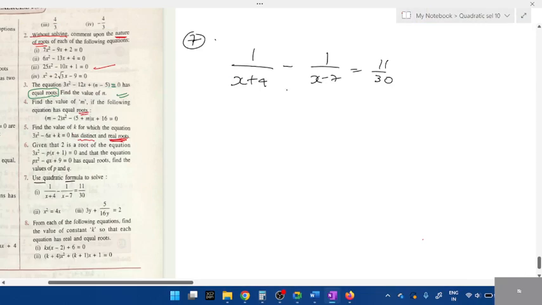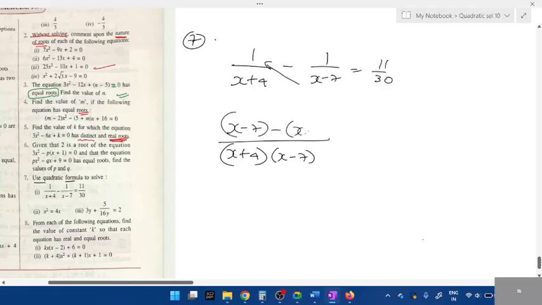So these types of questions only you get for the exam. When the denominators are different, what do you do? You have to multiply them together, and later you have to cross multiply. Minus 7 minus of x plus 4 is equal to 11 by 30. See, for the board exam, exactly you will get this type of question. All of you will start solving.